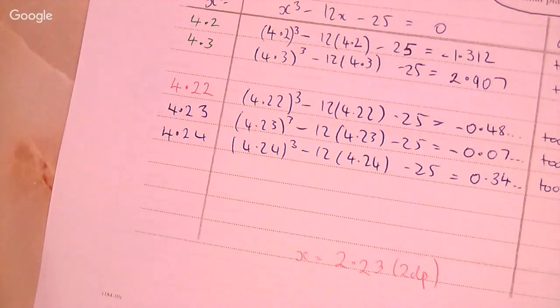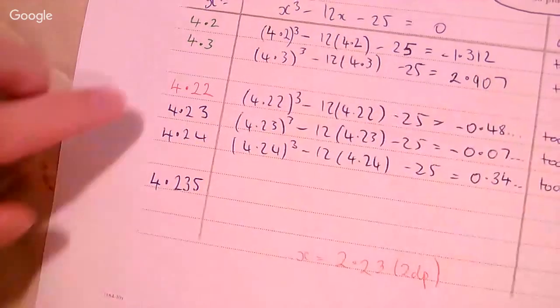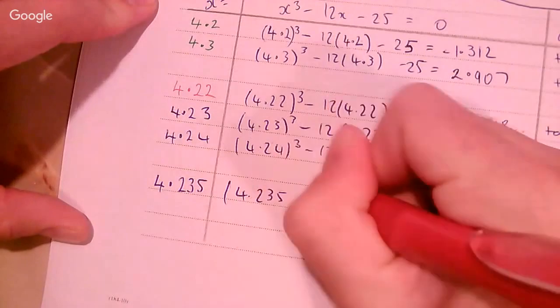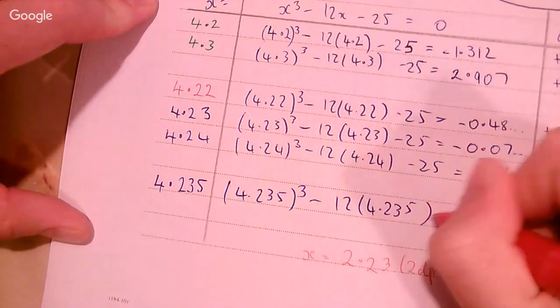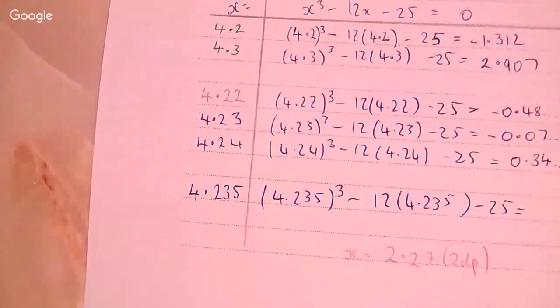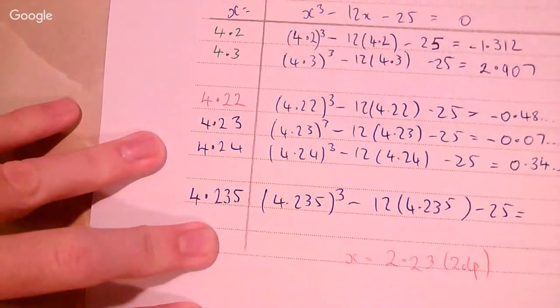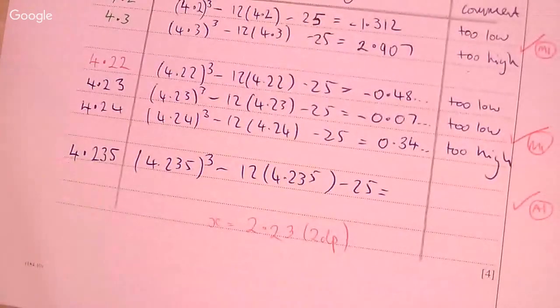So I need to do 4.235 to go in the middle of these two here. So 4.235 cubed minus 12 lots of 4.235 minus 25 equals. Now, as soon as they see that in the exam, they give you your third mark. As long as I get the correct answer for it and state, then I get what we call an accuracy mark. I'm going that one step further, and I get my accuracy mark once I've got that calculation.